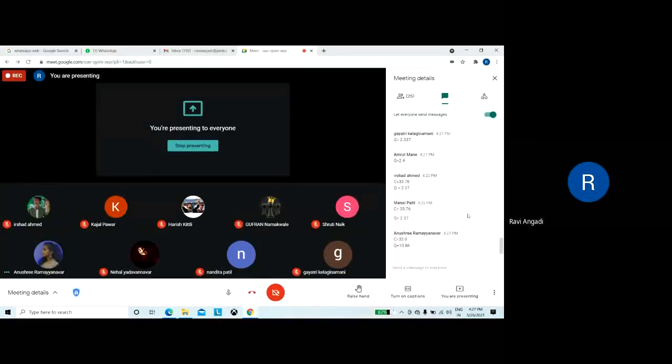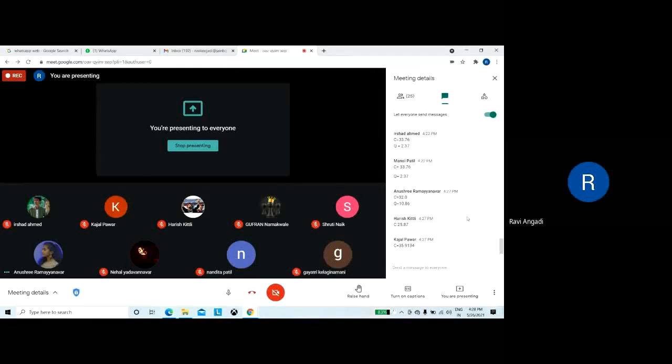Did you calculate? Anusri Ramayana: C is 32, Q is 10.86. Harish Kitli, C is 25.87. Kajal Pawar 35.91. Okay. So any other answers? Anybody has calculated? Just send your answers. Only 3 have posted the answer.